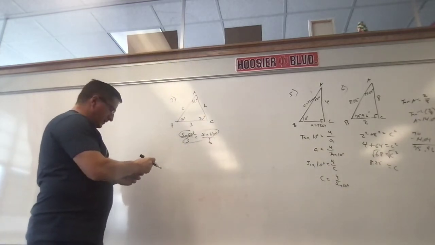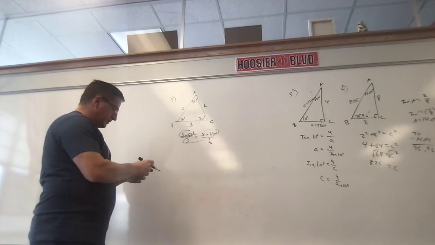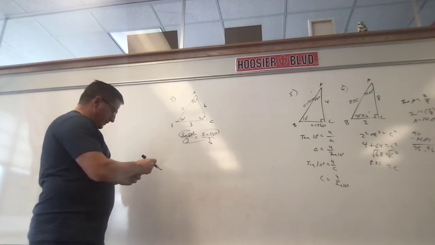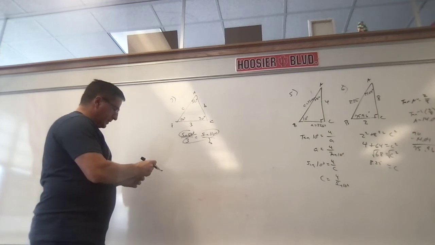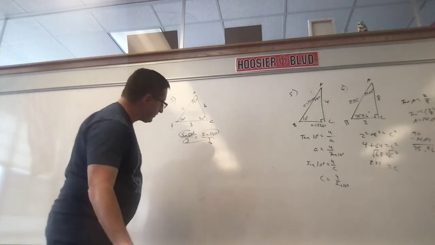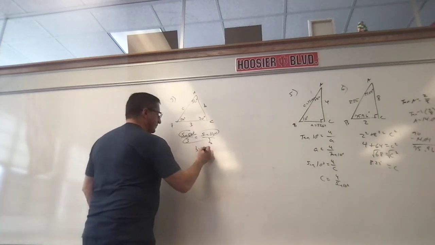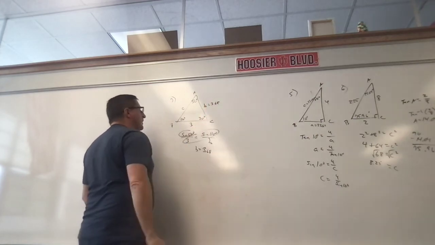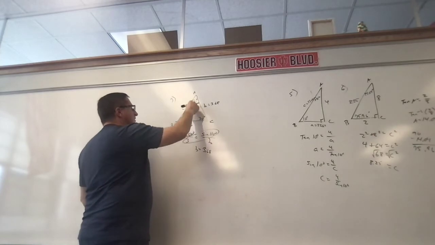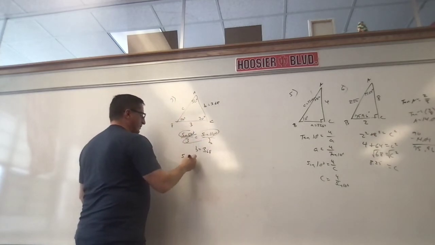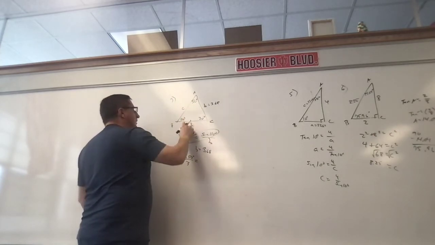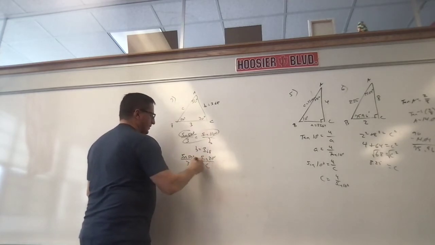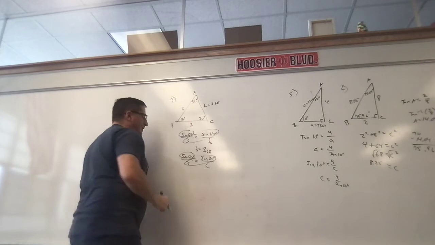So we type that in. 3 sine 110 divided by the sine of 50. We get 3.68. And then we want to find little c, so again, I'm going to use the sine of 50 over 3 equals the sine of 20 over c. So again, we type in 3 sine 20, whatever that is, divided by the sine of 50.